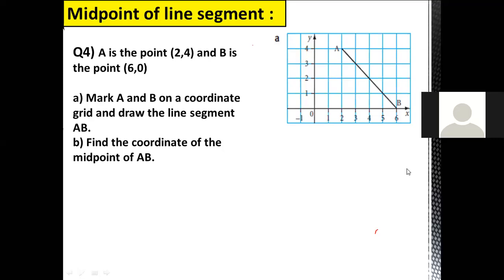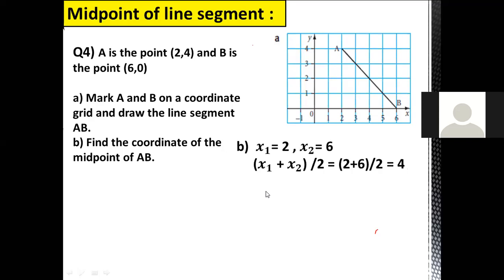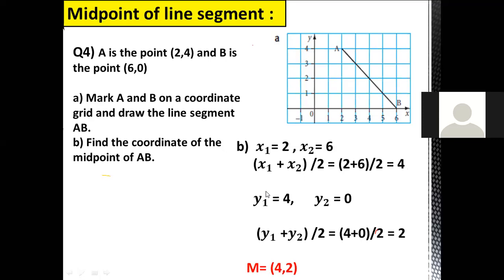So you'll add 2 and 6 and then divide by 2, which equals 4. 2 plus 6 is 8, divided by 2 is 4. That's right. And then you're going to add 4 and 0 and get 4 over 2, which equals 2. So the midpoint will be 4 and 2. Excellent. Great job so far.